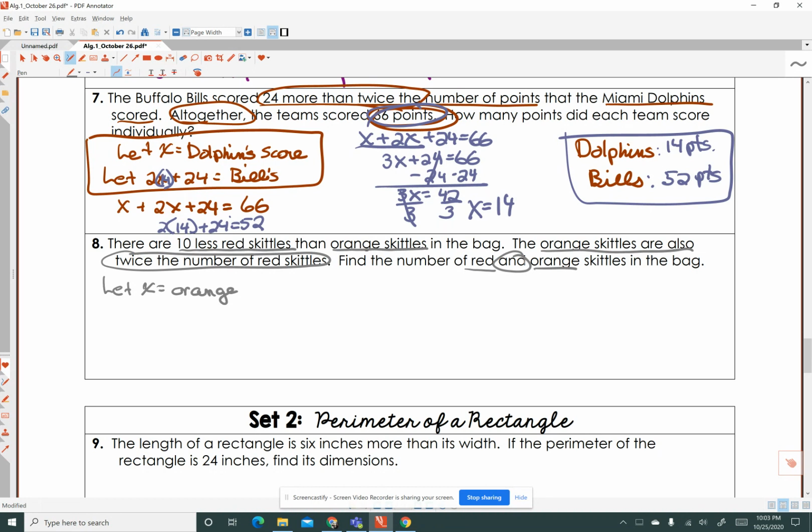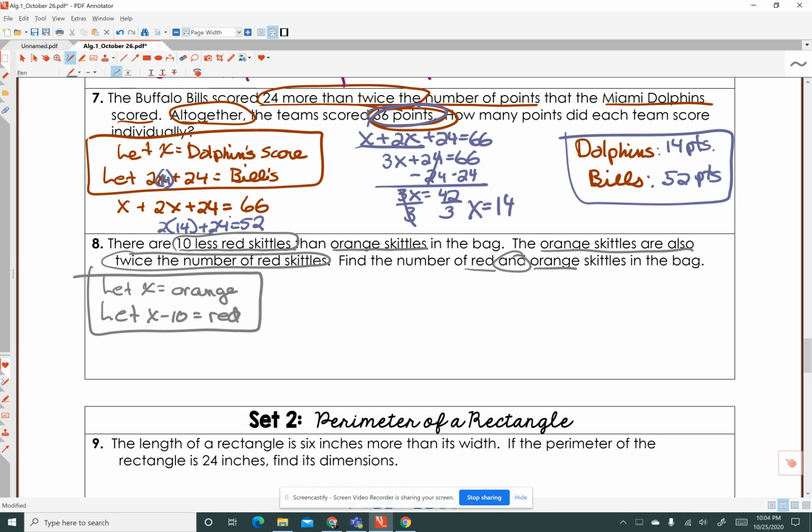And then we're going to let x minus 10, because there's 10 less red Skittles, and those will equal the red Skittles. So that's our x box. Now, we set up the problem. The orange Skittles are also twice the number of the red Skittles.